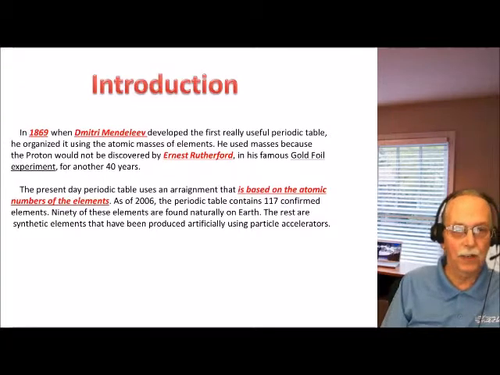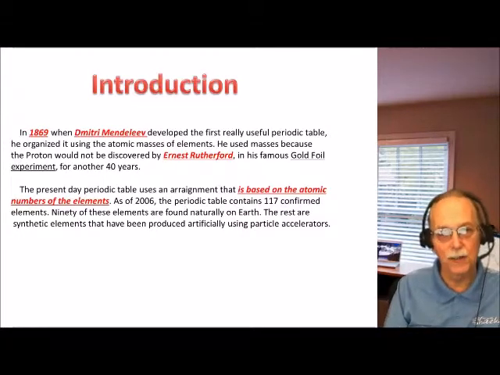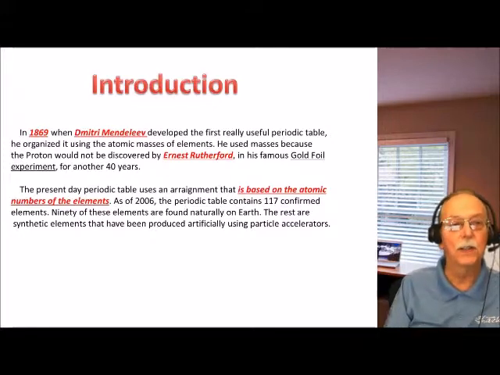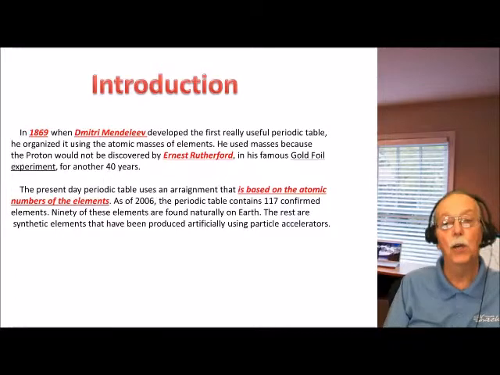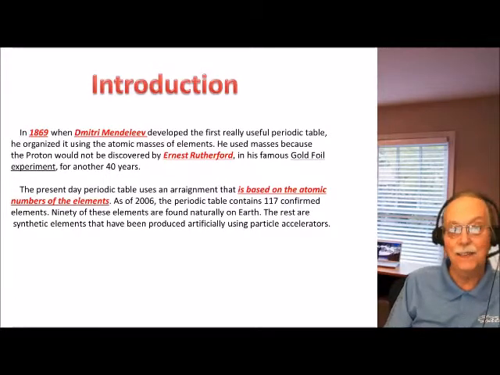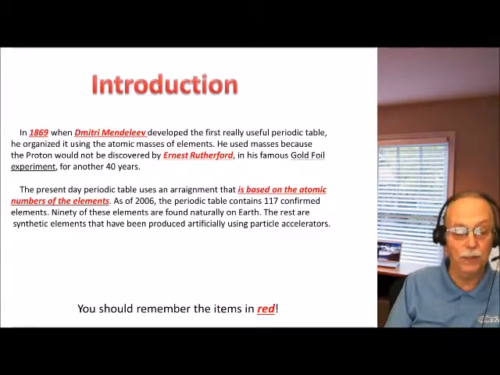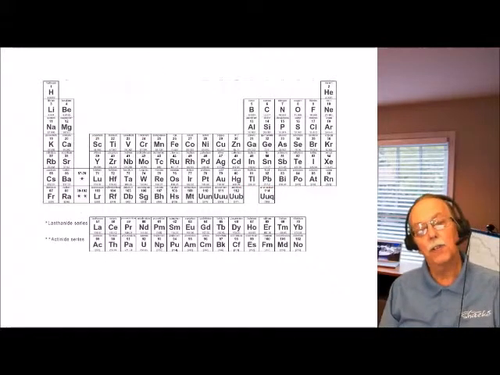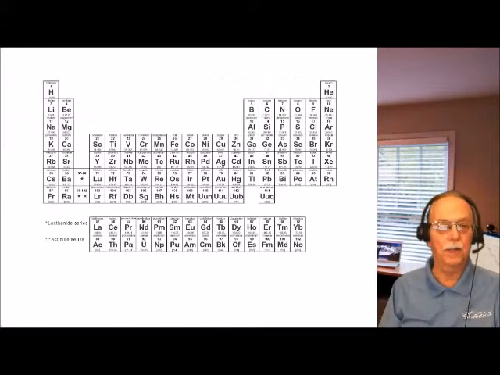As we go through this lesson, anything that you see in red, such as Dmitri Mendeleev in 1869 or Ernest Rutherford, you want to remember that the periodic table is based on atomic number. Anything that's in red is really important and you want to remember it. We're going to start off here by looking at the periodic table.